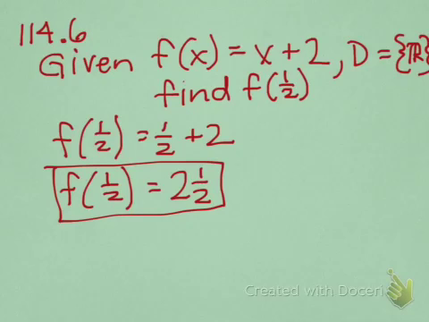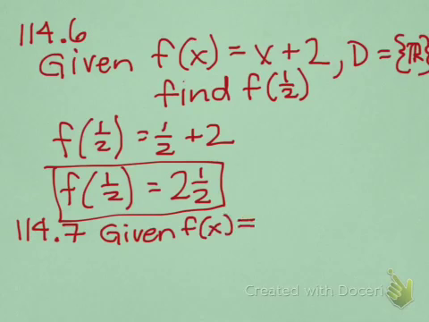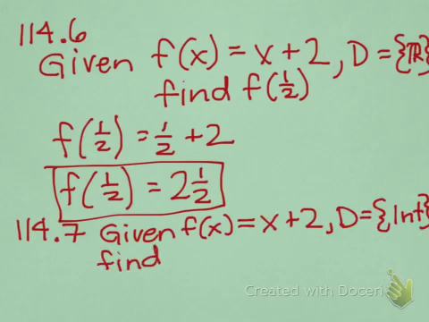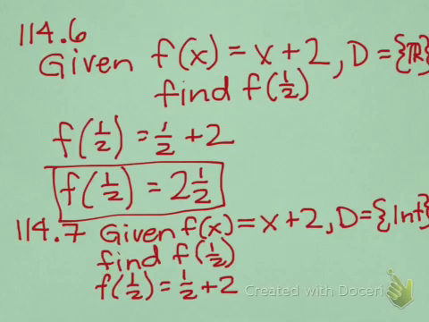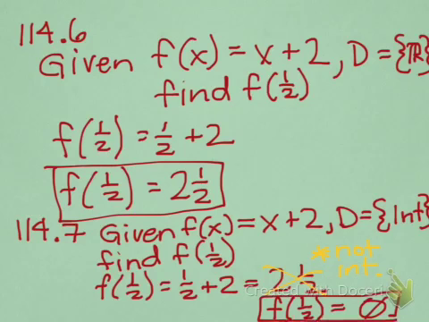And that's your answer. Now, given that f of x is x plus 2, your domain is the integers, find f of 1/2. So this is almost exactly like the problem above. The only difference is that your domain changes from real numbers to integers. So f of 1/2 equals 1/2 plus 2, which equals 2.5. But our solution is not an integer, which is a problem. So we can't use that. So if it's not an integer, we say f of 1/2 is the empty set or no solution.